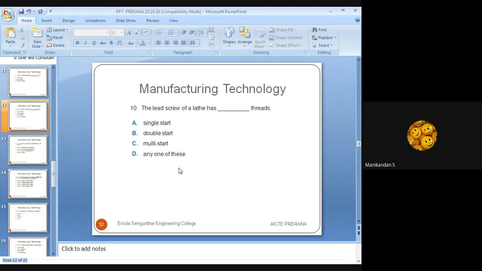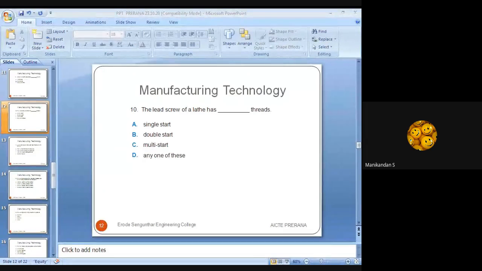Okay, can we discuss the answer? The lead screw of the lathe has single start threads. Why? Because a single start thread is one continuous thread along the body of the screw.